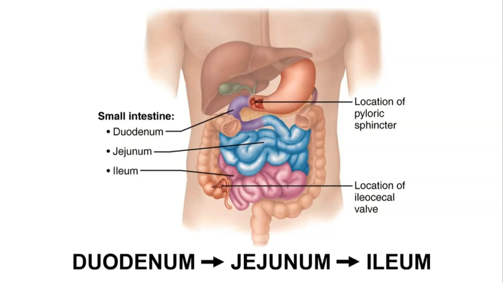The jejunum in blue is approximately 3 to 4 feet in length and is situated between the duodenum and the ileum, while the ileum in pink is the longest region of the small intestine, measuring about 6 to 7 feet in length. It is also the last region of the small intestine. It connects distally to the cecum of the large intestine, and a small valve called the ileocecal valve is situated between the ileum and the cecum.